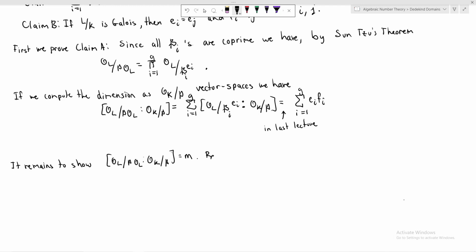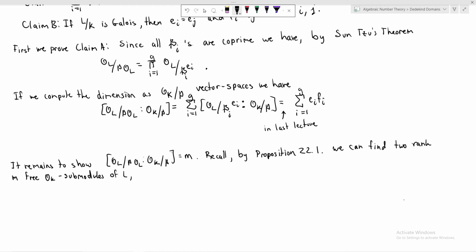So recall, if you go back to lecture 22, we had the following proposition. We have proposition 22.1. And what this says really is that we can sandwich O sub L between two free rank M O sub K submodules. So we can find two rank M free O sub K submodules of L. I'm going to call them M, and these are going to sandwich O sub L and M prime.